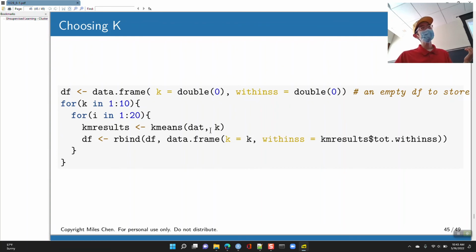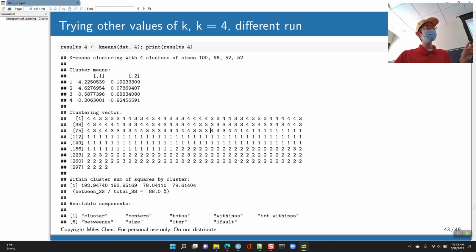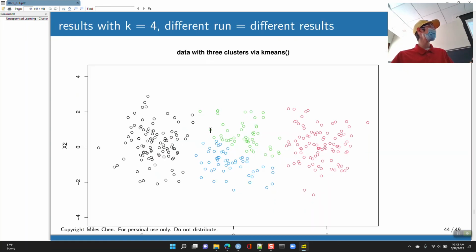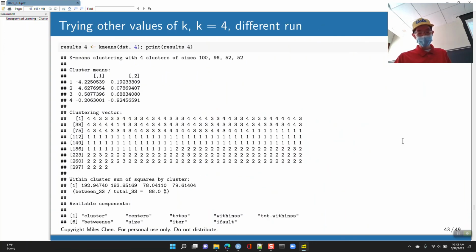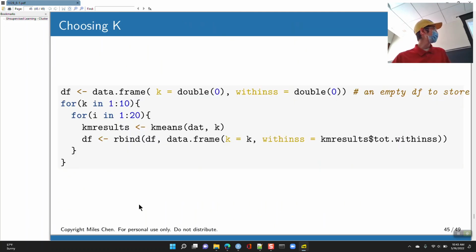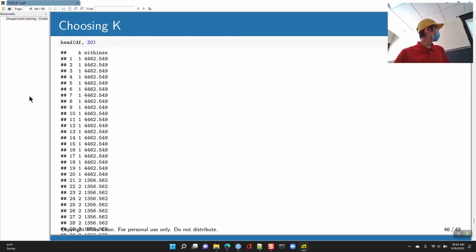Probably k equal to 2 and k equal to 3 will result in almost the same results every single time. With k equal to 4, we can see, at least with 2 runs, we got different results, okay? And if I did 20 different runs, how different would my results be? So I kept track of the total within sum of squares, which is basically the total minus the between, which gives us the within. Okay, so these are the results.